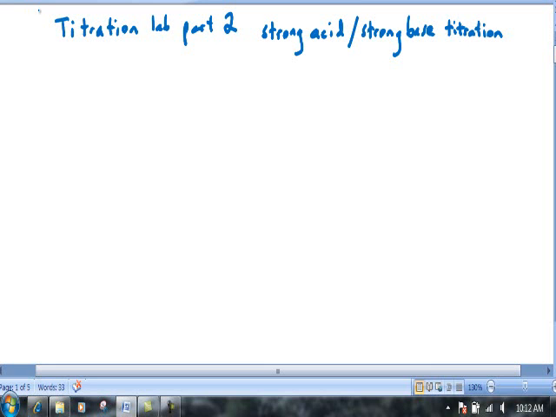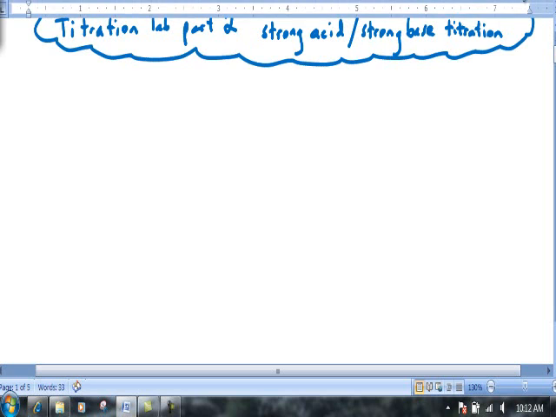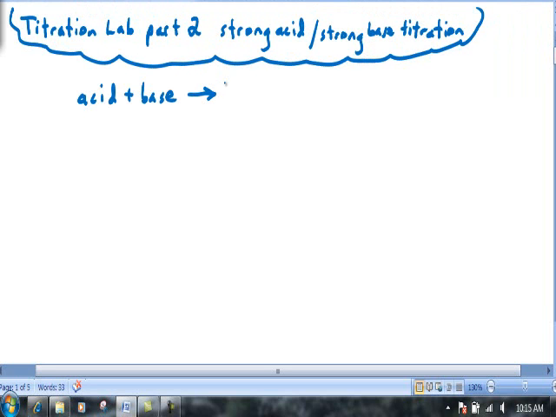Part 2 of the titration lab, we're specifically going to take a look at a type of titration known as a strong acid, strong base titration. Now, in all titrations of acids and bases, when the acid and base mix together, the products created upon neutralization are a salt plus water. This will be true for all titrations.